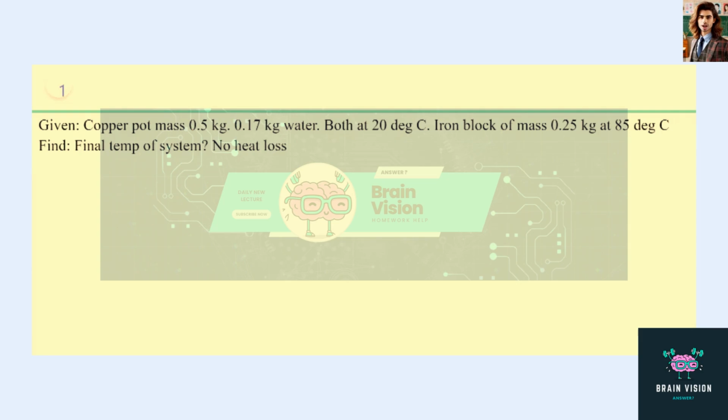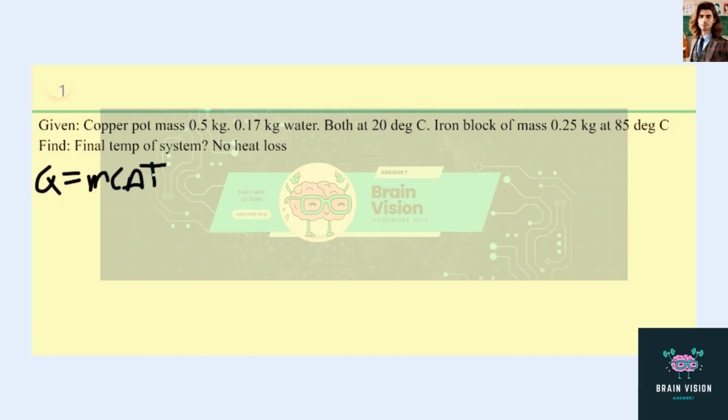So again, we're having temperature changes and masses, so we should recognize Q equals mc delta T as our go-to equation for this kind of question. And we're solving for final temperature, but we need to go ahead and define Q for each one of the parts of the system, which would be the copper pot, the water inside the pot, and the iron block.